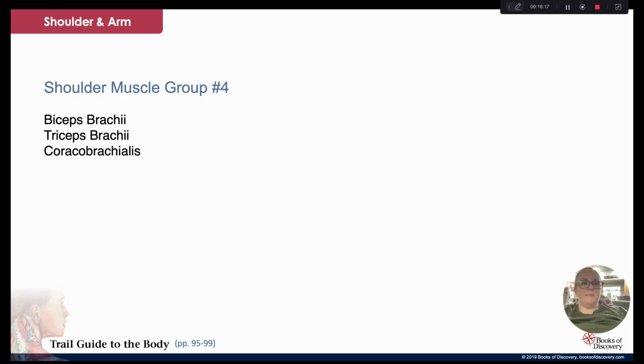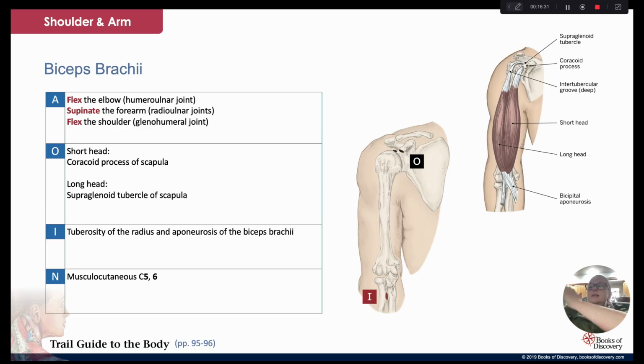All right, now we're talking about shoulder muscle group number 4. This is the bis, the tris, and the coracobrachialis. So your bicep, I think most people know what a bicep is. This is the muscle when you flex, big strong men, the muscle that they want to look real big and awesome. So this is your biceps brachii. The reason why it's called bi means 2. So that means it has 2 heads, and it's on the upper arm brachii. So break it down if you don't know what it is.